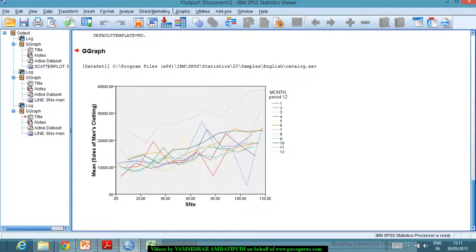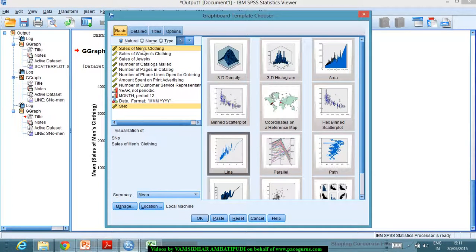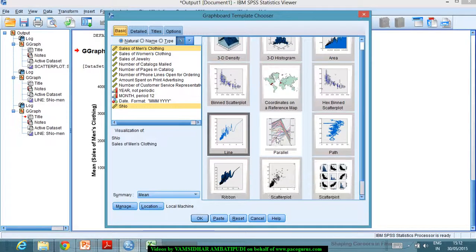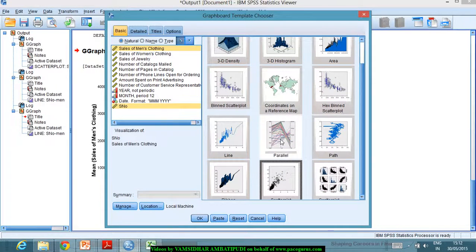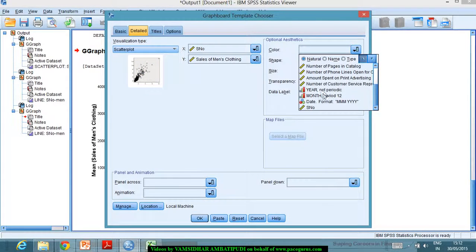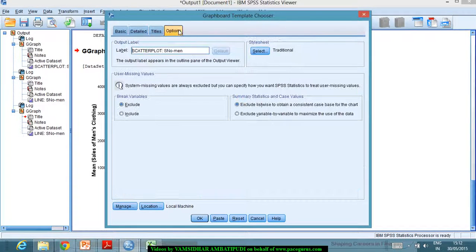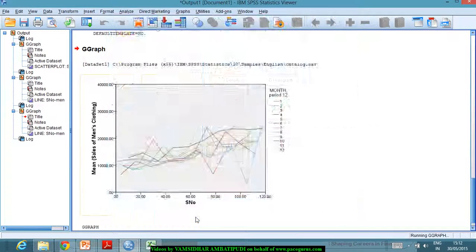Or probably I should look at it with a scatter plot also. So let me go not with the line chart, let me go with the scatter plot, wherein the differentiation I would do with respect to the months. Fine, I think I should be able to do this.